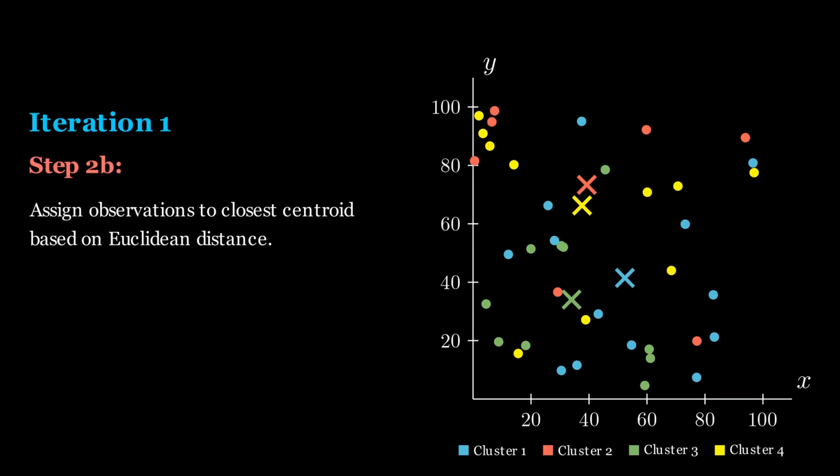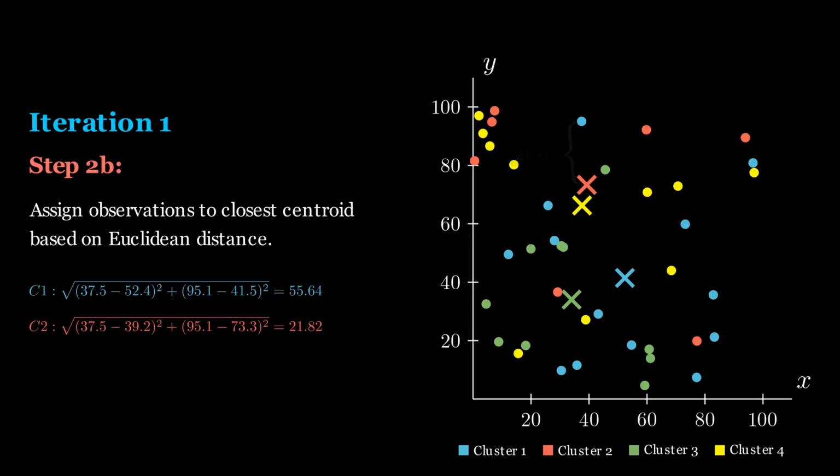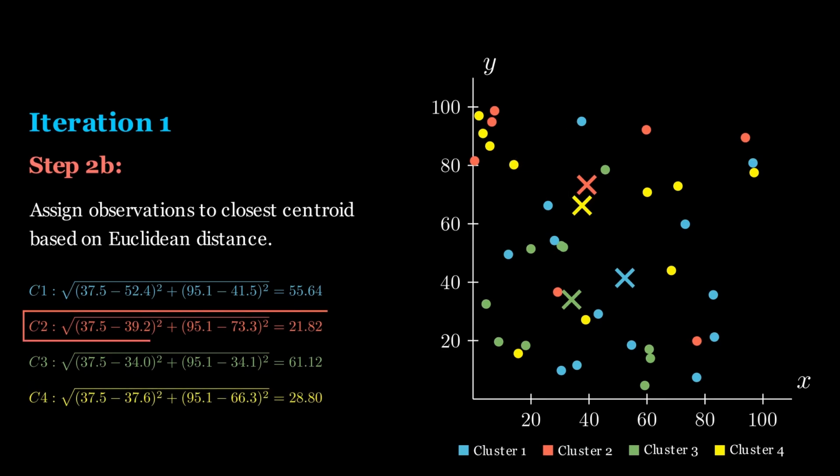Let's look at an example. We calculate the Euclidean distance from this point to each of the 4 centroids. The Euclidean distance is the straight line distance between 2 points. It's calculated using the square root of the sum of squared differences across each coordinate. The distance to cluster 2 is 21.82, which is less than the distance to all other clusters, including its current cluster. Therefore, the point is reassigned to cluster 2. This process is repeated for all points.